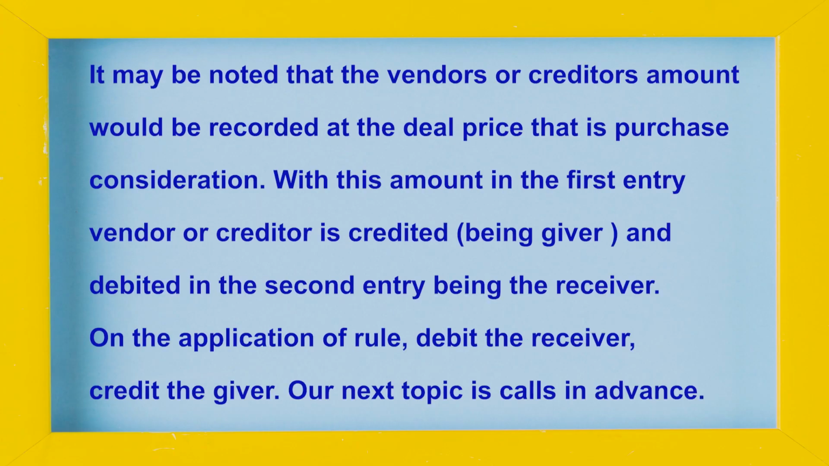If purchase consideration is more than the net assets acquired, then the difference is debited to goodwill account. But if purchase consideration is less than the net assets acquired, the difference is credited to capital reserve account. It may be noted that the vendors or creditors amount would be recorded at the deal price, that is purchase consideration. With this amount in the first entry, vendor or creditor is credited, being giver, and debited in the second entry, being the receiver. On the application of the rule, debit the receiver, credit the giver.